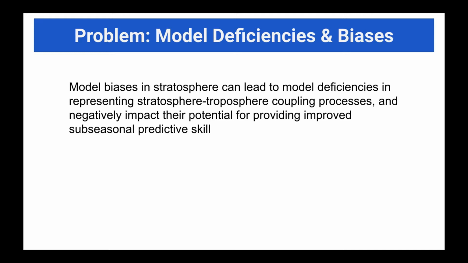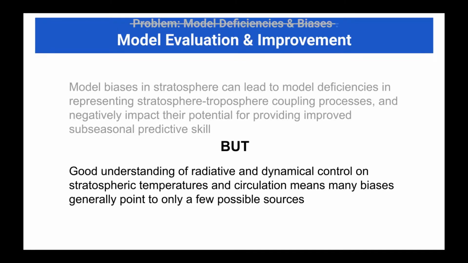There's also multiple timescales at play. For example, if your QBO temperature anomalies decay too quickly in week 2, then you can't necessarily expect any sort of QBO MJO or QBO convection mechanism to have a very strong bearing for prediction out to weeks 3, weeks 4, and so forth. So this is a significant problem. Model biases in the stratosphere can lead to model deficiencies in representing these coupling processes between the two layers, and that can negatively impact their potential as sources of subseasonal predictability.